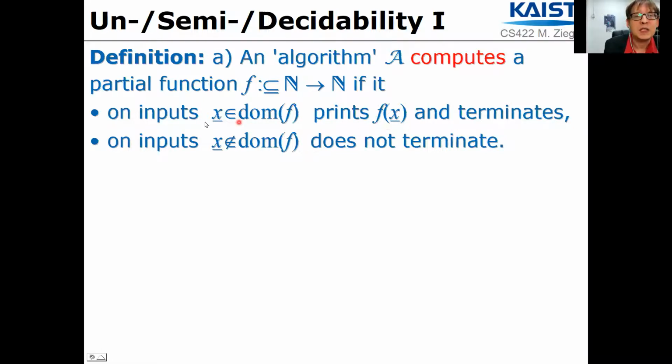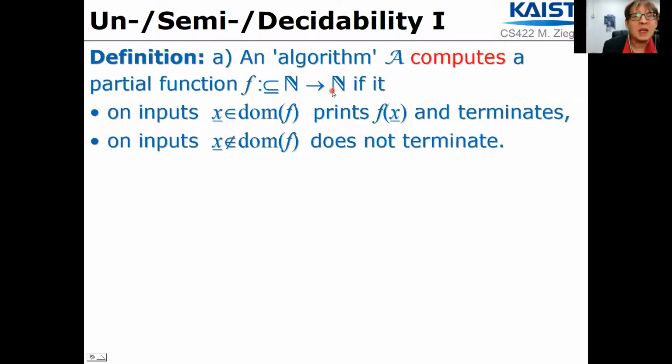The emphasis here is that for inputs, for arguments which do belong to the domain, the algorithm is required to terminate according to the definition. And prior to termination, right after termination, there's nothing to happen, right? But prior to that, it must generate only one single output. It must print the value of that function, which is another natural number. So only one output must occur, and that output must be the value of the function, which is kind of intuitive and what we expect for an algorithm to compute such a function.